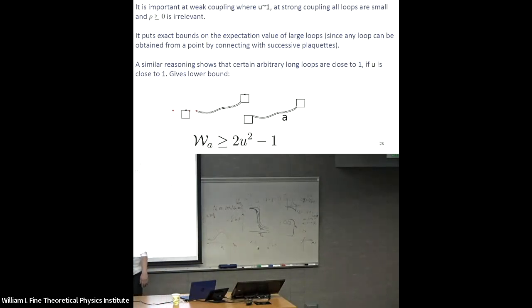You can also see that there are arbitrarily long Wilson loops where you may think, okay, the matrices are random, so it should be zero, but they are not, they are very close to one. So you can get this bound. When U is close to one, this is a little less than one. So there are arbitrarily long loops whose expectation value is one. But they don't have big area, they have big length.